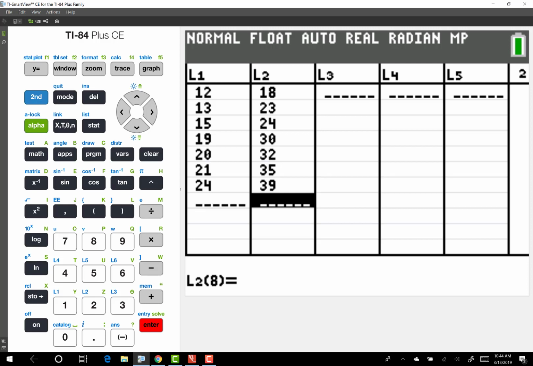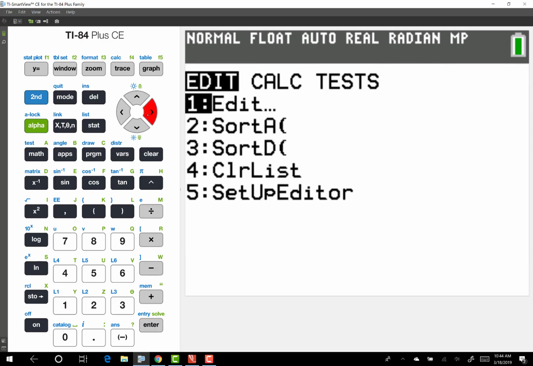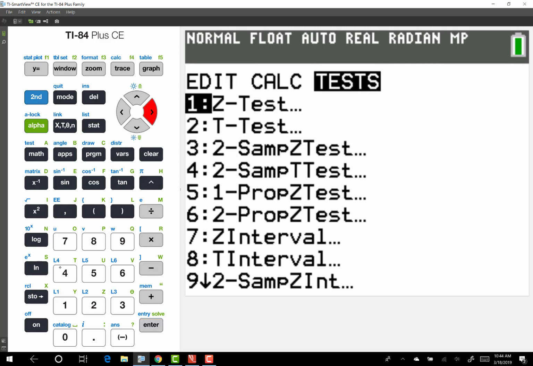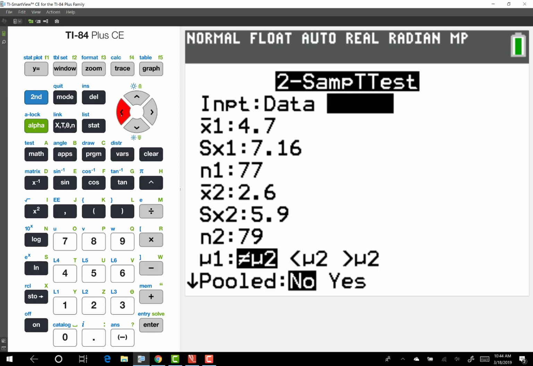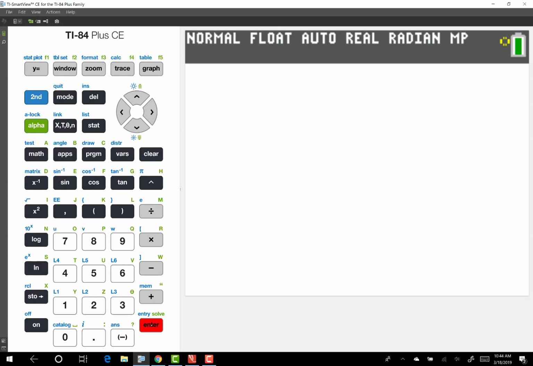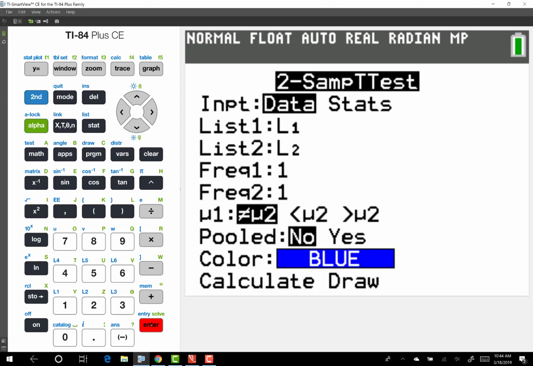Okay, and now when we go into stat test number 4, because we put the actual data in, not the summary statistics, we're going to highlight data. And you shouldn't have to input much. List 1 should say list 1. List 2 should say list 2. Both of your frequencies should be 1. This is the default, so you shouldn't have to change that.